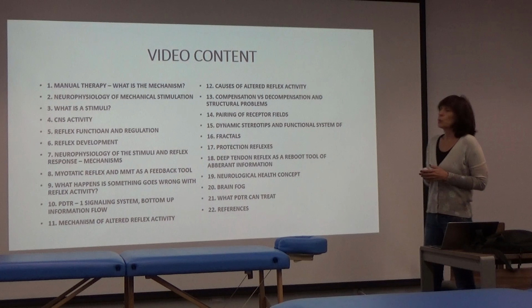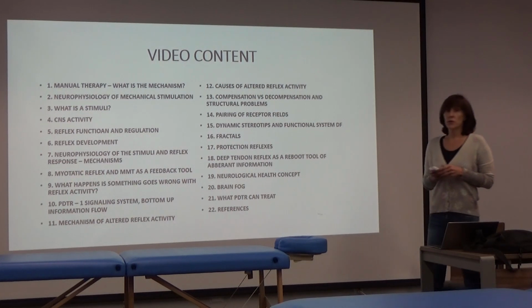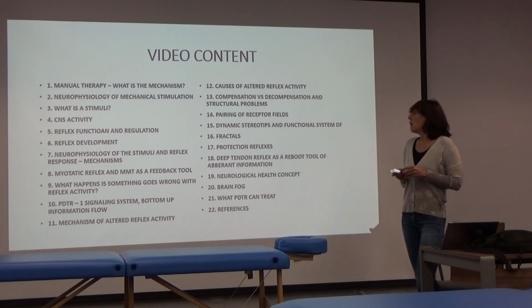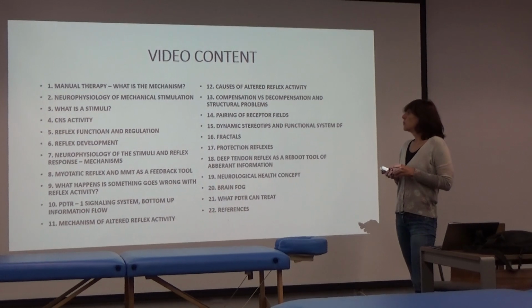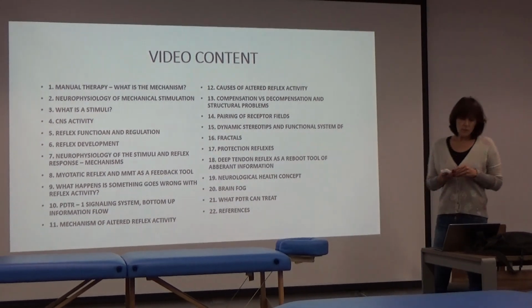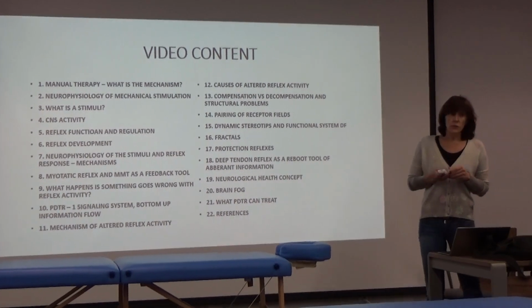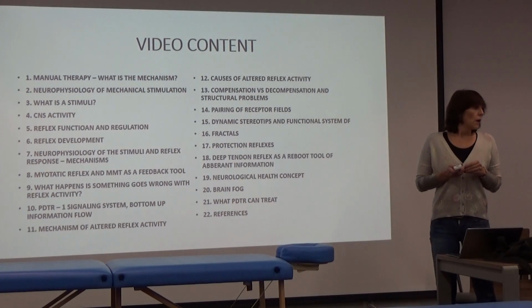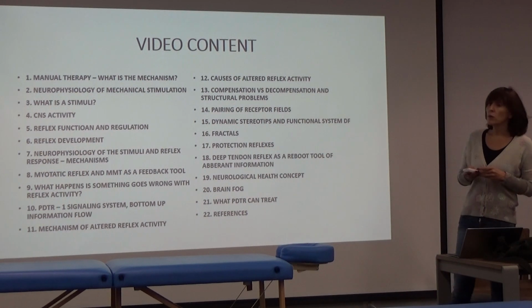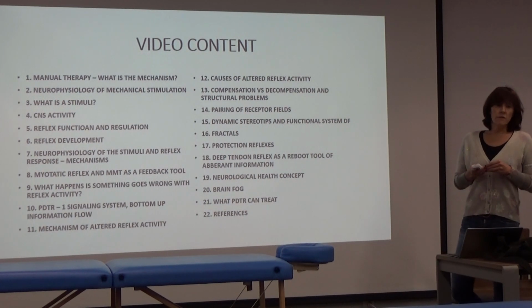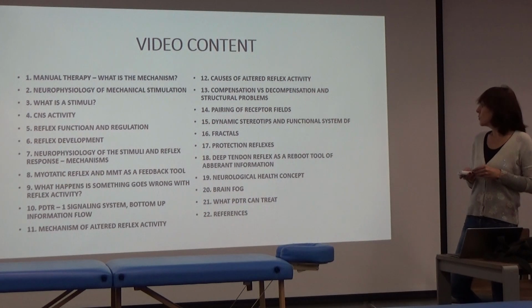We're going to be talking about 2 hours, and we're going to discuss the aspects of manual therapy in general. What is the mechanism of manual therapy? Then we're going to talk about stimulus, about activity of the central nervous system, about reflex activity, reflex development, about myostatic reflex. We're going to try to cover all the aspects of the main activity of the central nervous system, how it gets the information, how it integrates the information, and what the response is. Then we're going to talk about altered reflex activity and what happens if the normal reflex activity goes wrong.